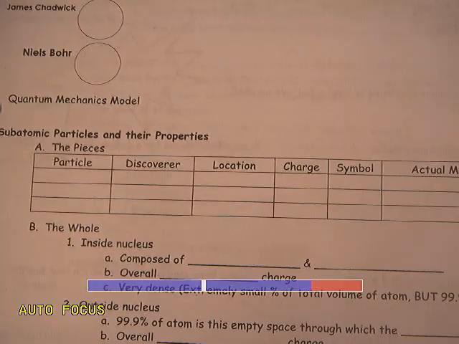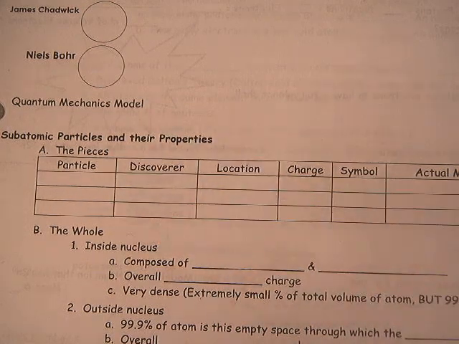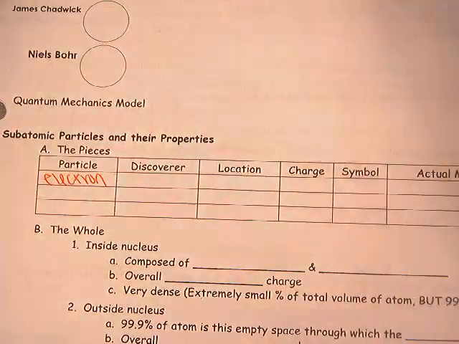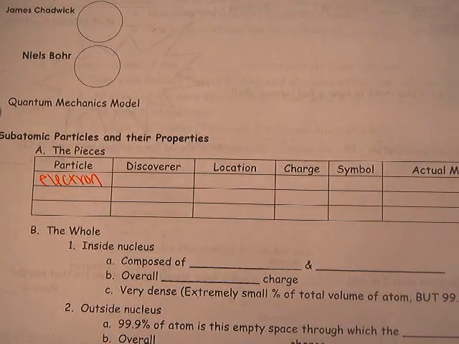All right, so I'm going to ask again, what was the first particle to be discovered? The electron, thank you. Who discovered the electron? Thomson.